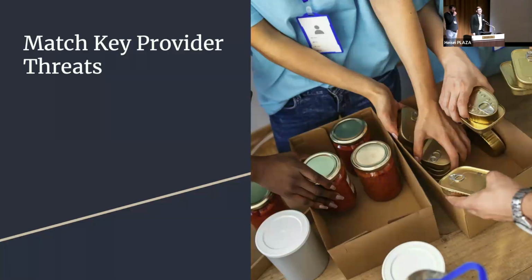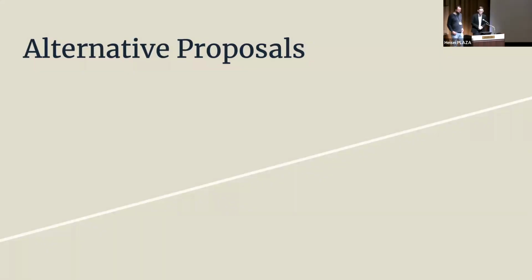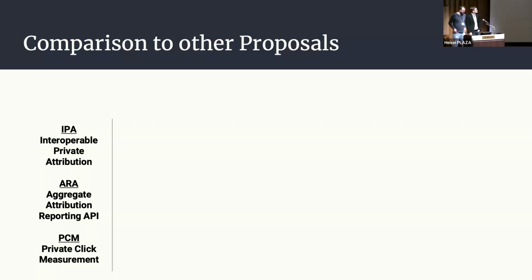Even without cross-device attribution, we think that IPA provides unique value compared to other related proposals. To better understand that unique value, let's compare IPA to two other private measurement proposals most discussed in the W3C's Private Advertising Technology Community Group. So the Aggregate Attribution Reporting API, ARA, is part of Google's Privacy Sandbox, and Apple's Private Click Measurement is currently deployed in Safari.